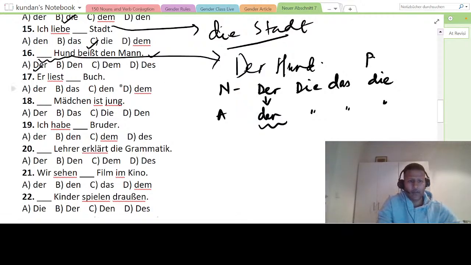Question number 17. Er liest das Buch. Yeah. So I see the answer already. That's correct because book is what? Das Buch. And it is in accusative because he is reading the book, right? So object and subject are not the same, right? So this is accusative. But das Buch will remain the same, right? So the right answer is das Buch. Question number 18.